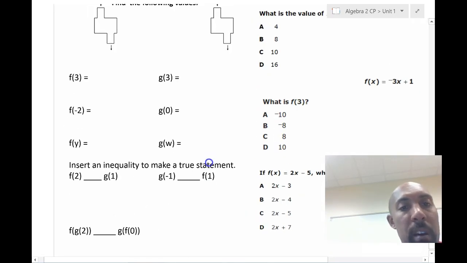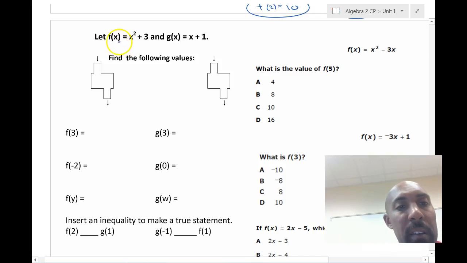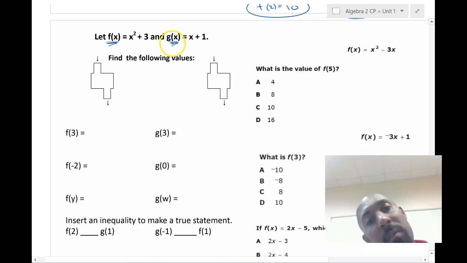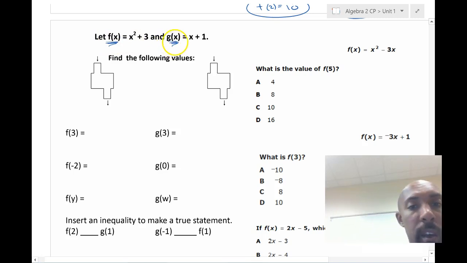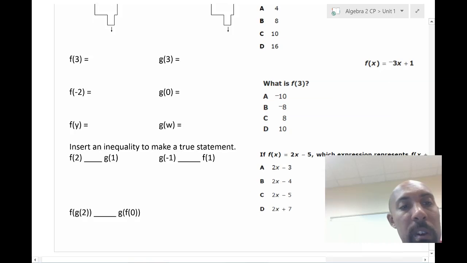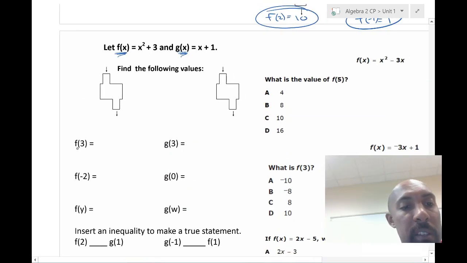Okay, so now it says let f of x equal x squared plus 3. g of x is going to be x plus 1. So again, these are different names for different functions. We're going to use f in this case, and then this function we're going to call g. So what we want to do is, if it says f, we're going to use this function. If it says g, we're going to use this function. And so we'll get different outputs each time.